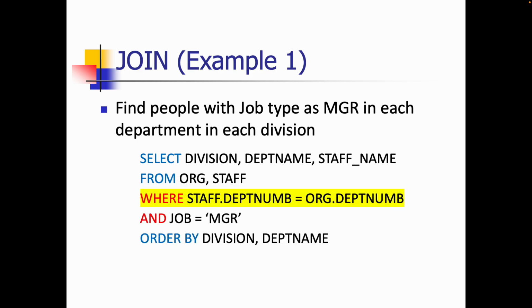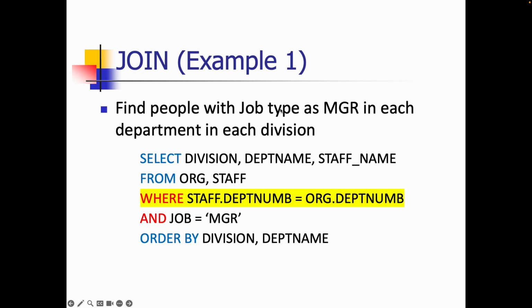And this is just one more example using the staff and organization tables. For example, let's say you want to find people with job type as manager in each department, in each division, okay? So first of all, let's see which columns you want to retrieve. What are the columns that you want to select? First of all, we want to find people, right? Which table, staff or organization, has the staff, the people? The staff table, right? So in your from, you want to write staff, and in your select, you want to write, for example, staff name, which gives you the name of the employees.